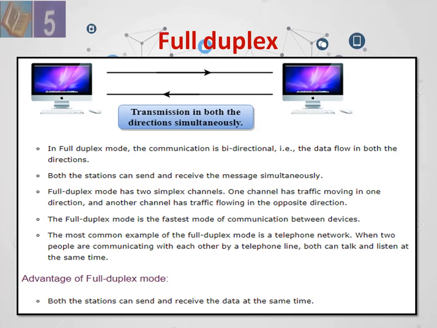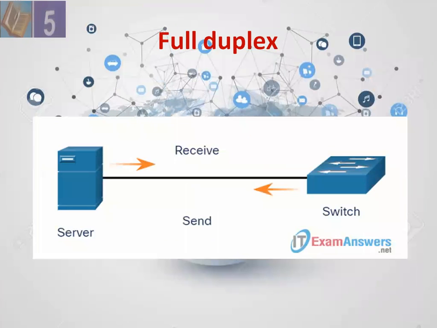The advantage of full duplex mode is that both stations can send and receive data at the same time. So here we have an example of a full duplex: the server and the switch. Both are sending and receiving data and information at the same time, simultaneously. So in full duplex mode, the communication takes place in both directions at the same time. In this mode, both sender and receiver can send and receive data simultaneously.